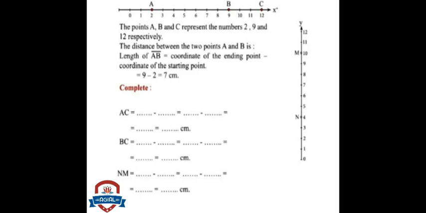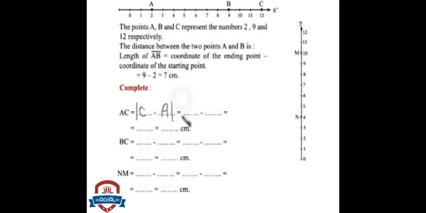Now let's try with the line segment AC. The distance between A and C equals the length of line segment AC, which equals the absolute value of the end point C minus the start point A.